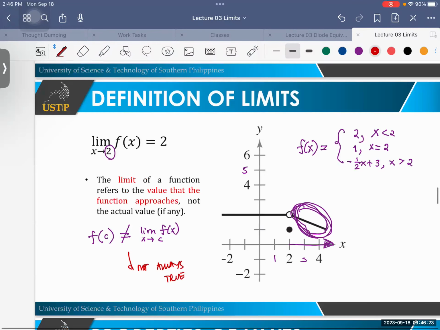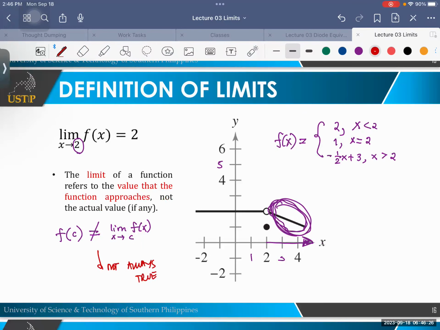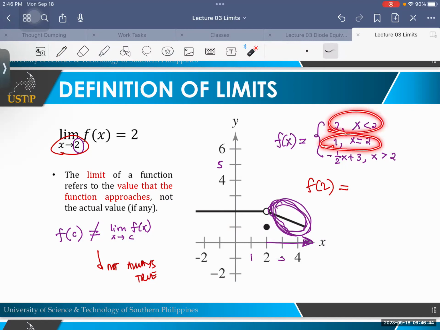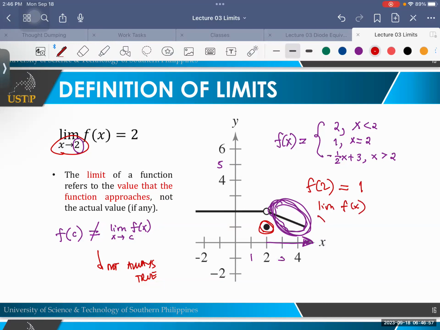Okay. If we want to get the value of f of 2, asa man itong gamitin niya equation? When your x is equal to 2, of course, we should use this one. Okay, kini is less than 2, kini is greater than 2. Direta sa equal to 2. So, f of 2 is just equal to 1. Okay, because of this equation. But the limit class of f of x as x approaches to 2 will have a different value.